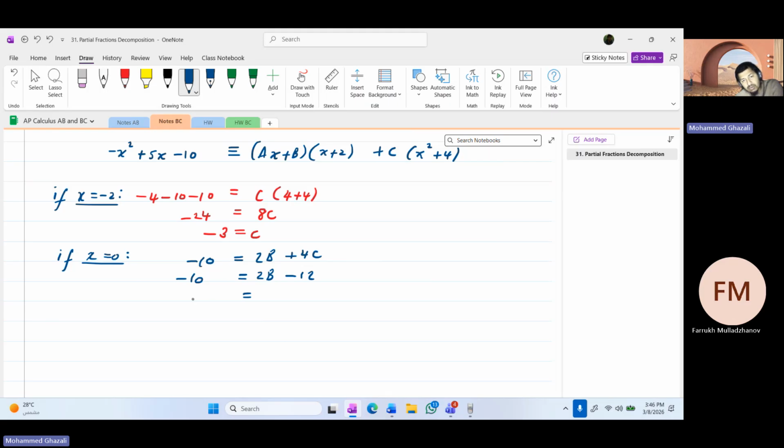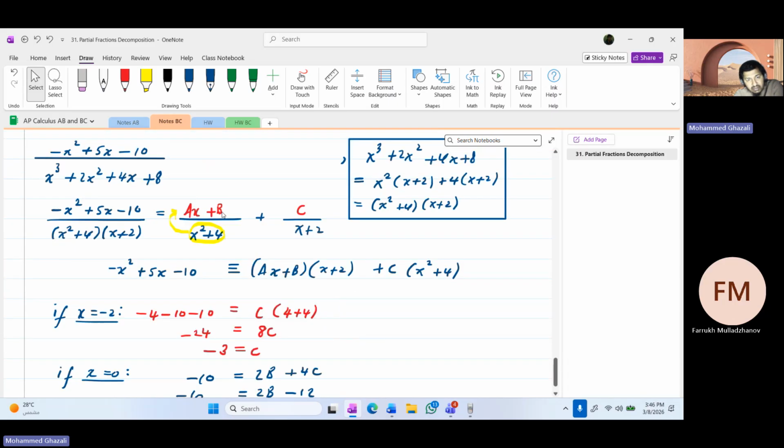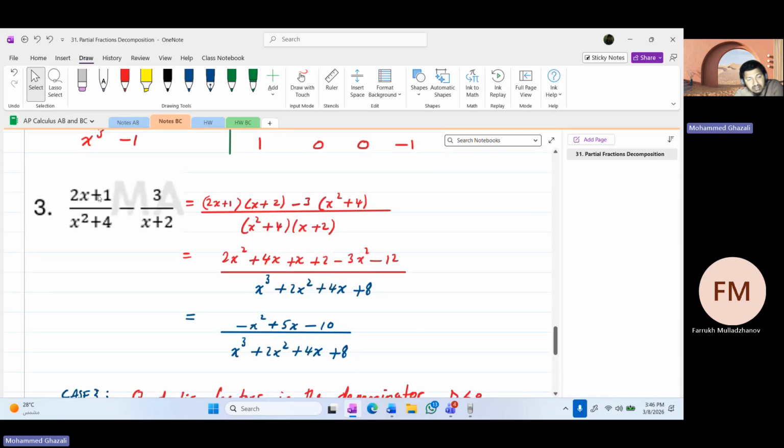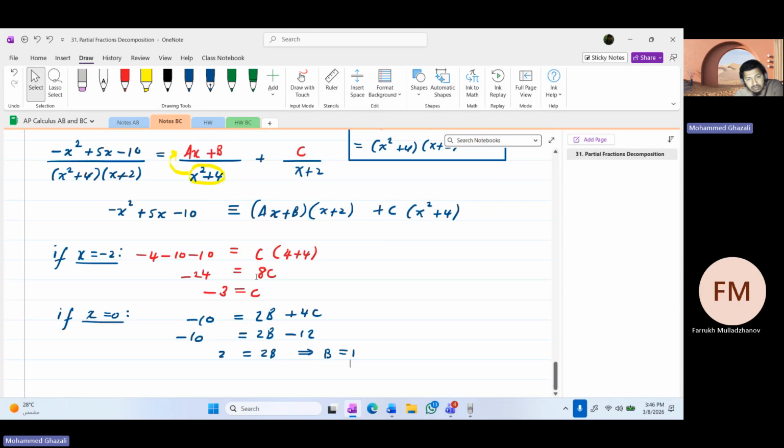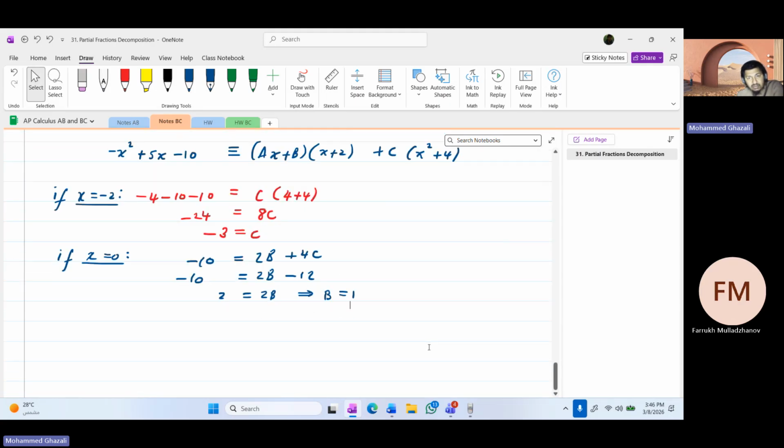If negative 12 goes over, it becomes 2, so 2b. So this implies b is now equal to 1, isn't it? The value of b is 1. So did we have 1 before here? Yes, we did. There it is, the 1. And now the value of a we're looking for is 2. Let's see if we can get the value of a to be 2. Let me just do it on the side here.